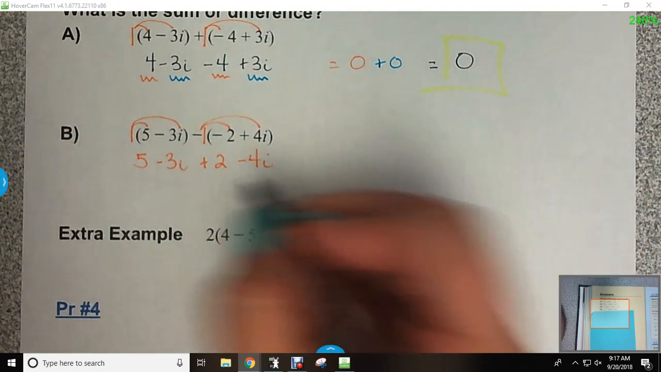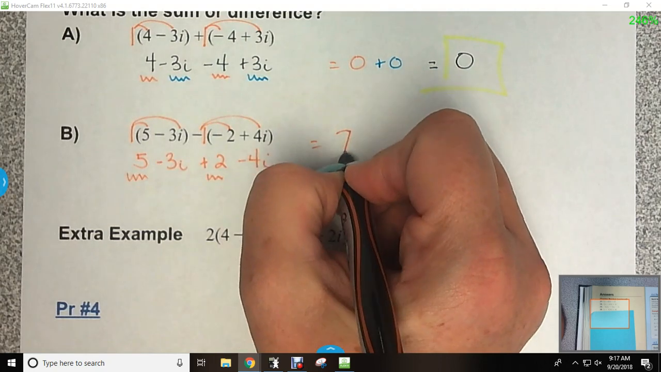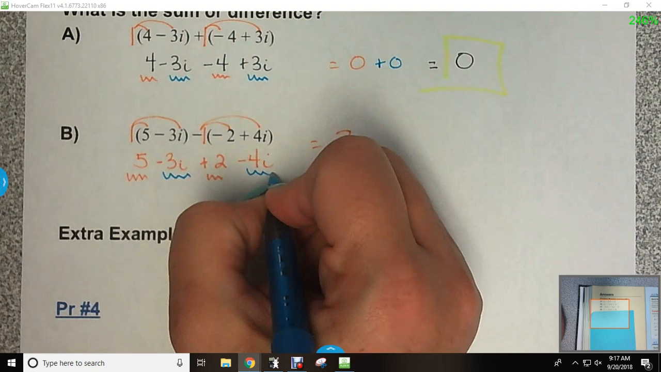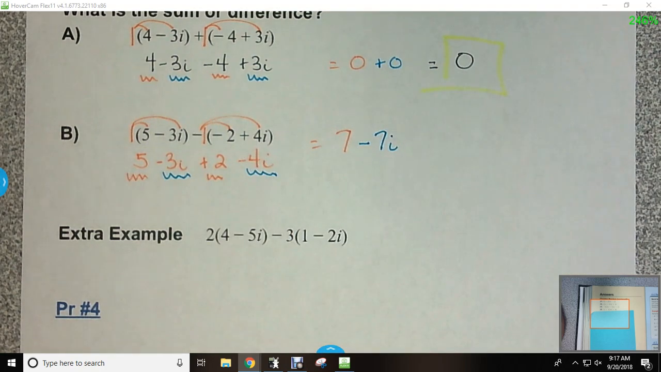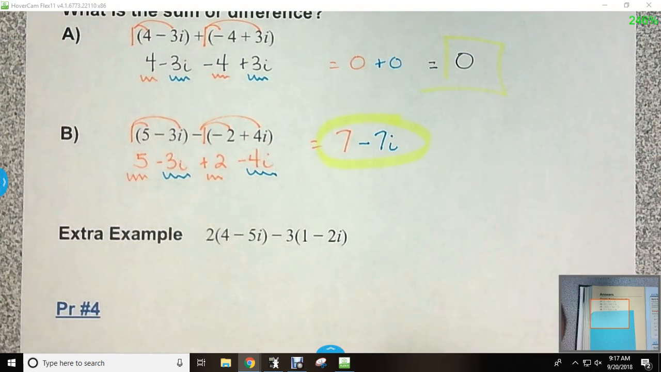Combine my like terms. 5 and 2 give me 7. Negative 3i minus 4i is negative 7i. This is your complex answer.